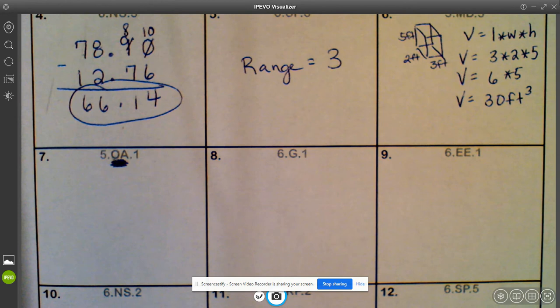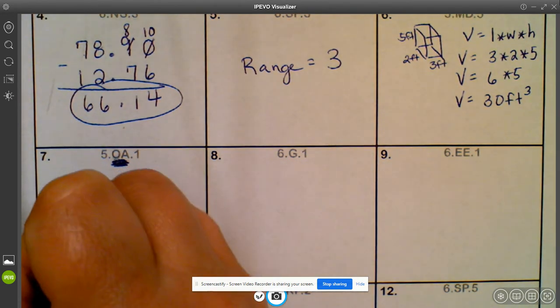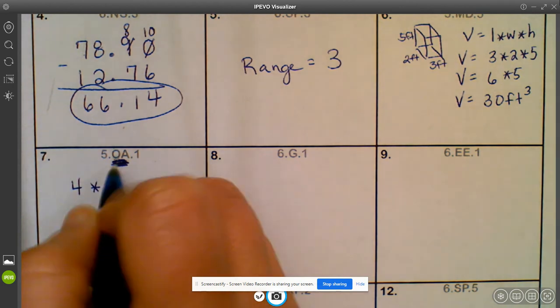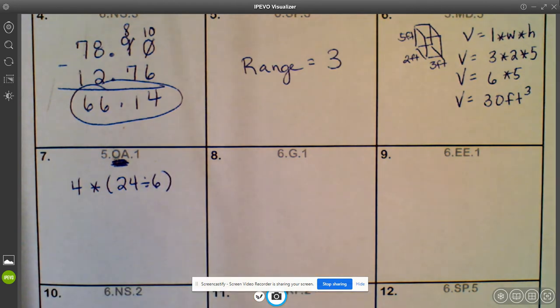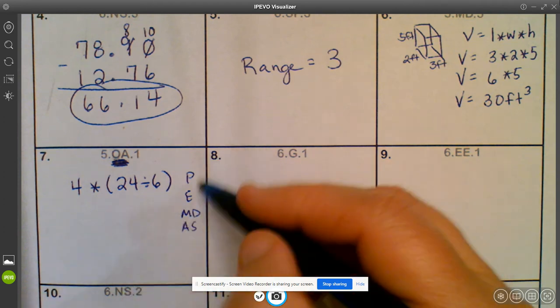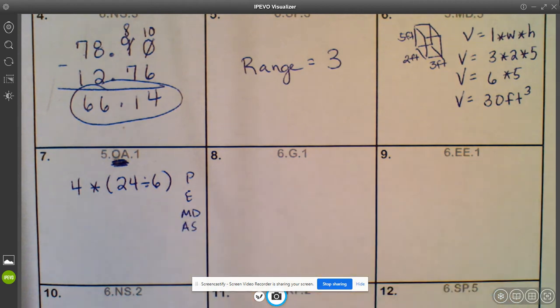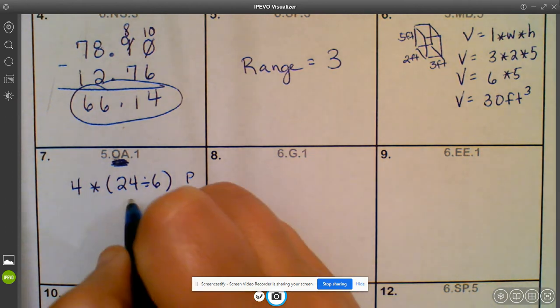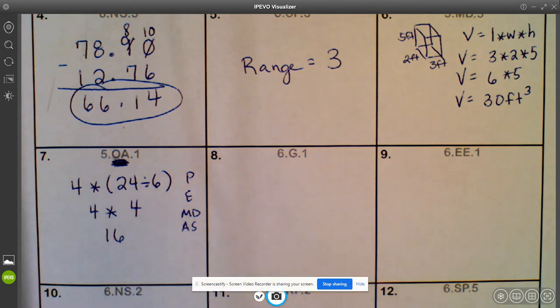Okay, number 7 was actually a 5th grade standard where you are just using the order of operations to solve this problem. And we would do, please excuse my dear Aunt Sally: parentheses, exponents, multiplication, division, addition, subtraction. You work these from left to right, whichever one comes first. So we're going to do parentheses. 24 divided by 6 is 4. And 4 times 4 is 16. So that expression simplified is 16.